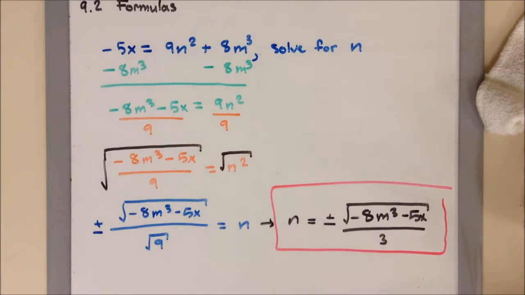So again, when you're solving for a variable and you're doing a square root, make sure to include the plus and minus when you're solving. If you're simplifying, you don't need that plus and minus.